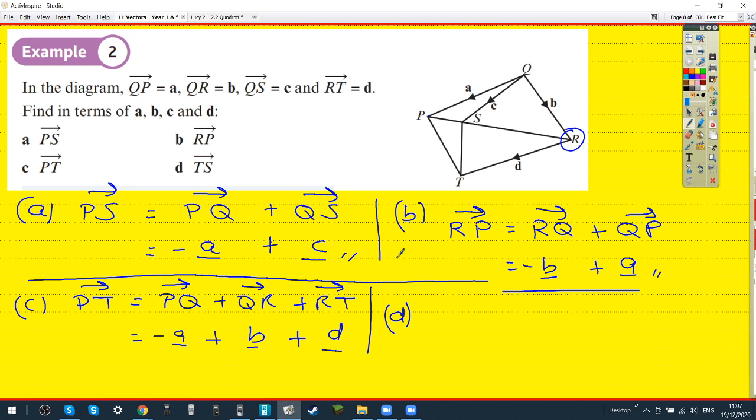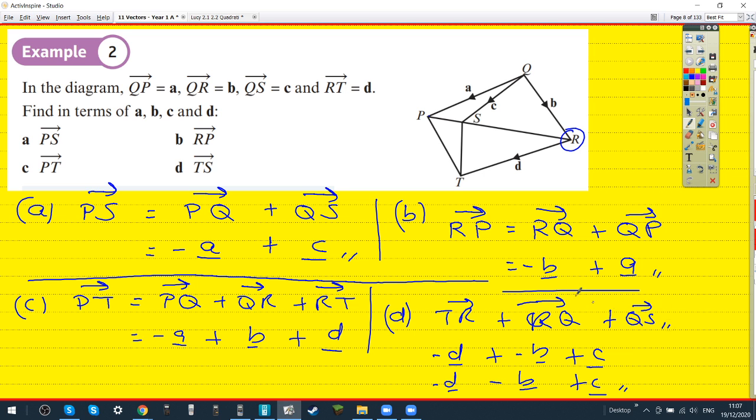Could you do T to R, R to Q, Q to S, which would be minus D plus minus B plus C? So it's minus D minus B plus C. And that is T to R, R to Q, Q to S.